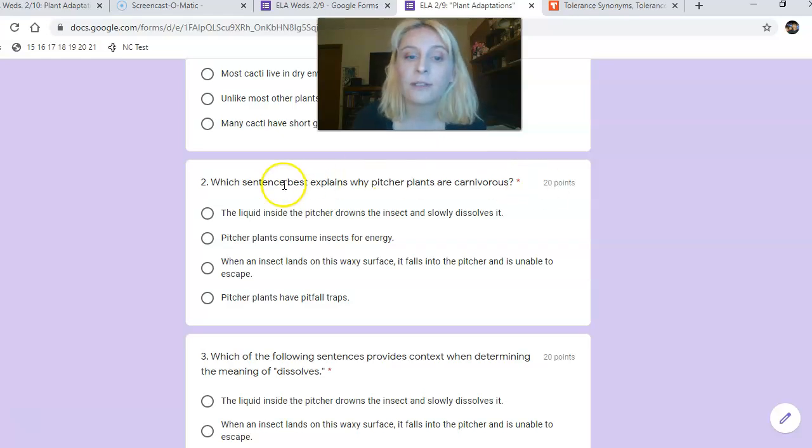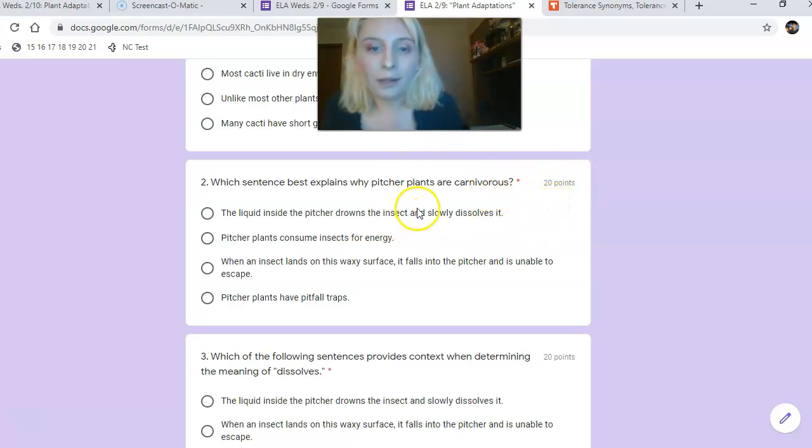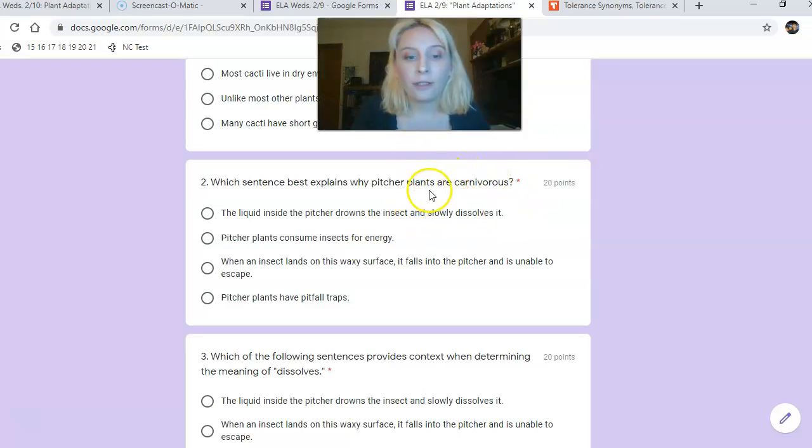So we're looking for the sentence that explains why pitcher plants are carnivorous. Why do they have to eat or get their energy in this way? They don't really eat because they're a plant, but why are they carnivorous? Is it because the liquid inside the pitcher drowns the insect and slowly dissolves it? Does that explain why they're carnivorous? Pitcher plants consume insects for energy. Does that explain why we call them carnivorous?